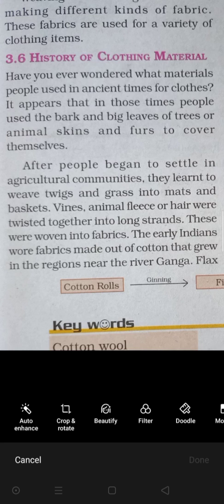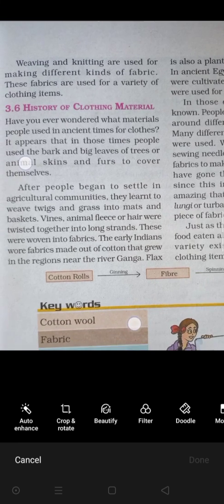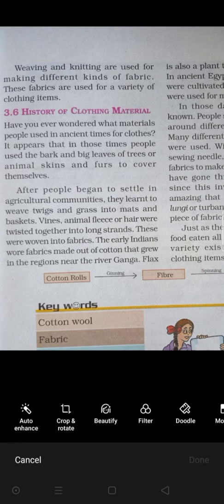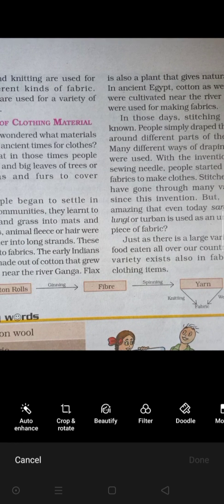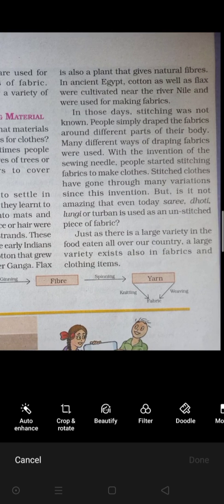These are woven into fabrics, and the early Indians wore fabrics made out of cotton that grew in a region near the river Ganga. From that cotton plants we get the cotton rolls and we do the ginning process. Ginning, it means what? We start making the combing. Okay, we collect it and then we make the fiber from the cotton plant and we do spinning with the help of knitting and weaving, and after that we'll get the fabric.